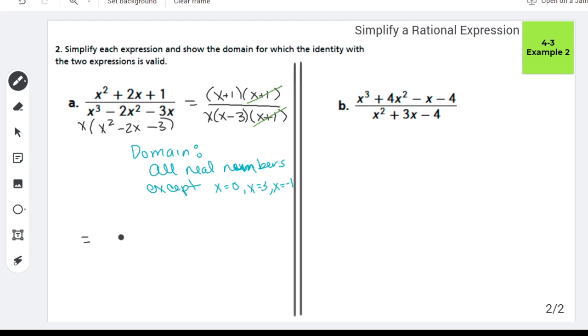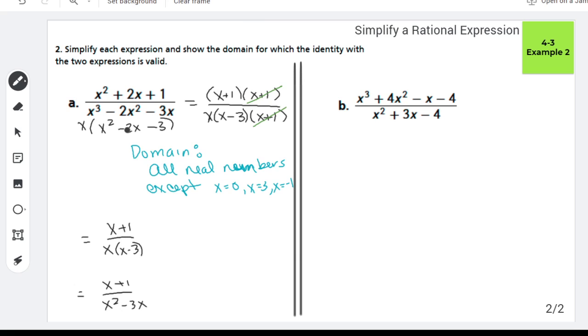So my final expression, I have x plus 1 over x times x minus 3. And again, if your book is picky, you could distribute if you need to. So x squared minus 3x is another one that works as well. Okay.